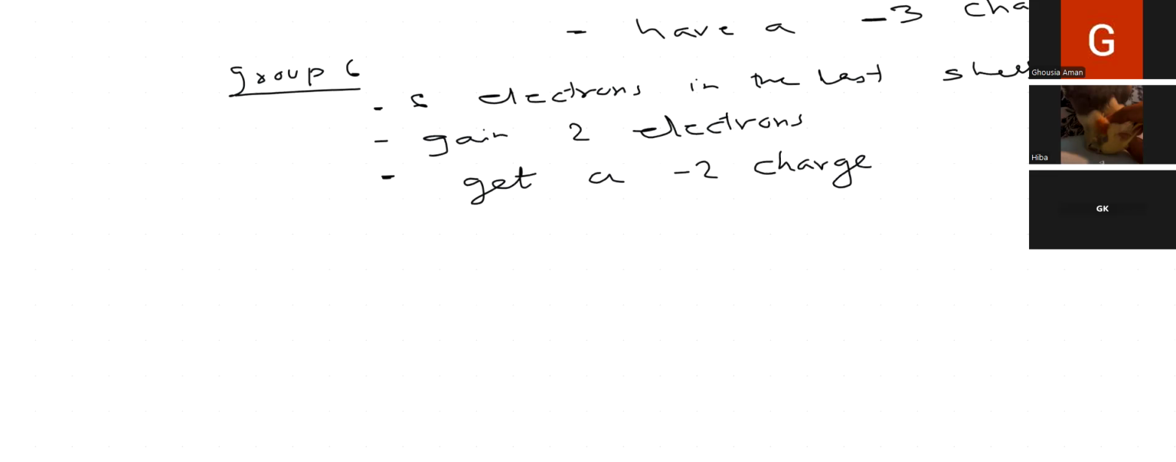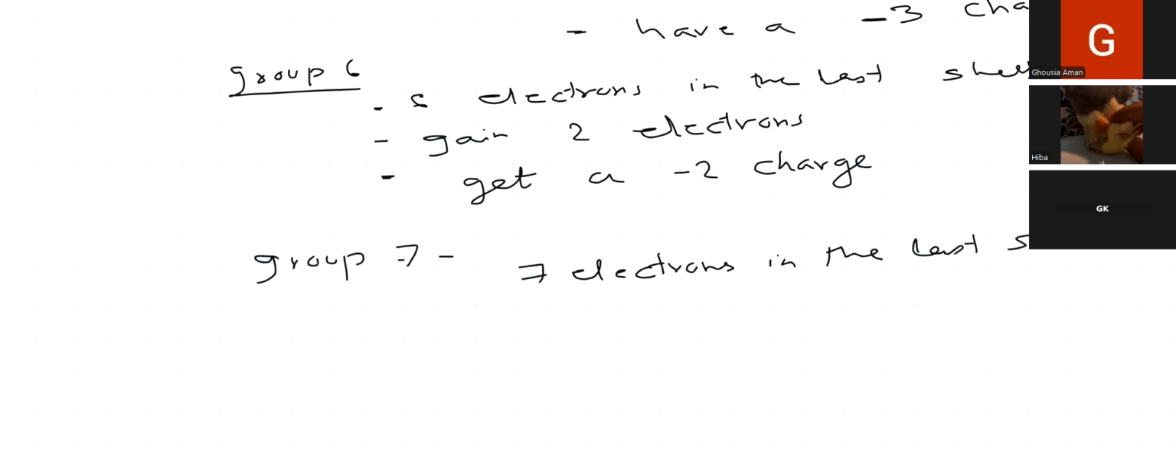I'm writing for group 7 also. Group 7, they have got 7 electrons in the last shell. And during the chemical reaction, it is easier for them to gain 1 electron and complete the 8 electrons in the last shell. So they gain 1 electron. And what charge they get? They get a minus 1 charge.